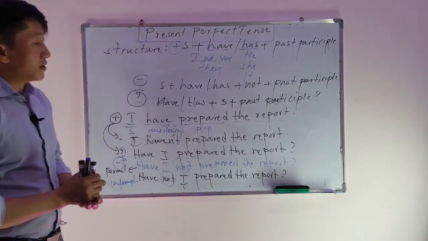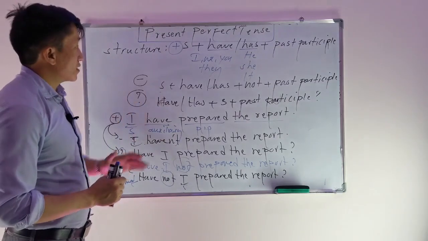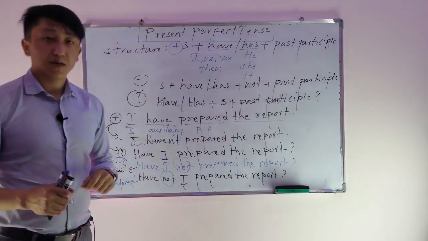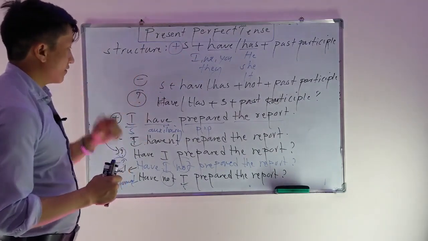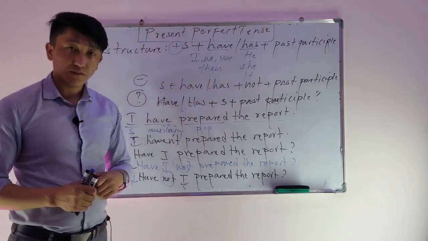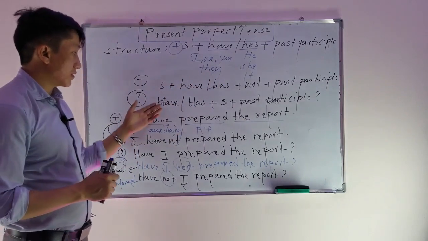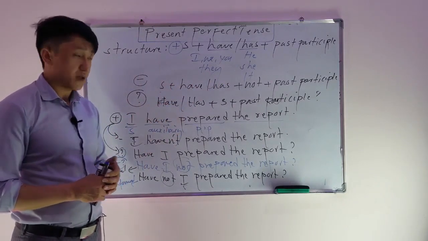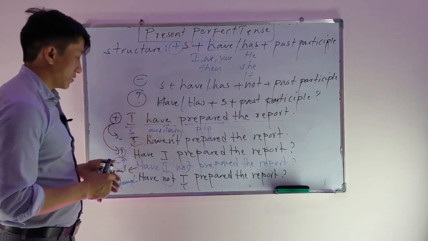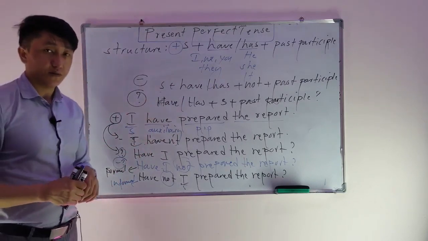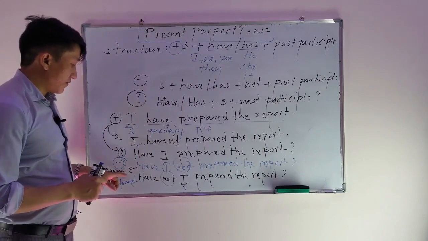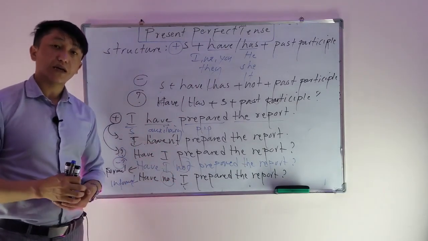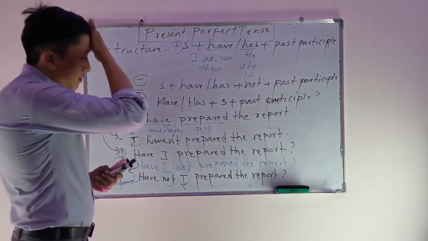So, let me say it again. This is the structure of the present perfect. For the positive sentence, we use subject plus have or has plus past participle. For the negative form, we use not after the auxiliary verb. And for the question form, we use the auxiliary verb at the beginning of the sentence: have or has plus subject plus past participle, and a question mark. These are the examples. And we have two more structures for the negative interrogative. The formal one is when not comes after the subject, and when not comes before the subject it is called informal. Now, that's all about these structures.